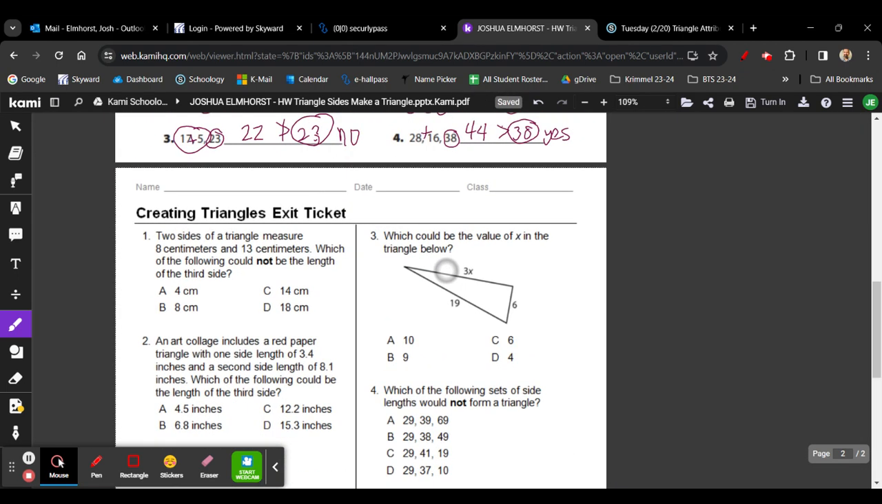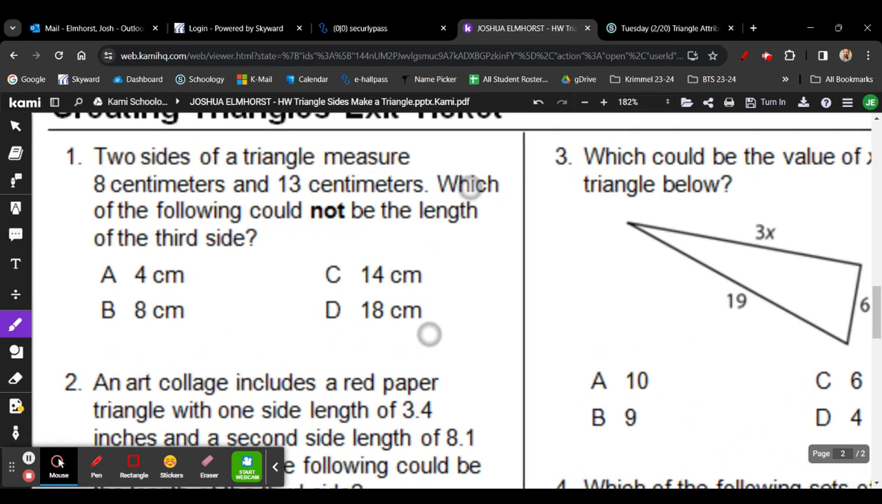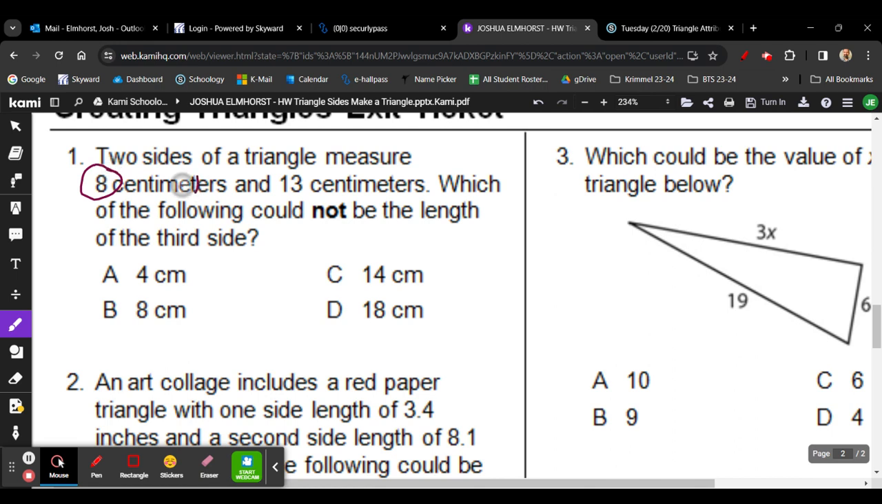So once we get to the problem solving, the application of this, let's use that strategy and first look at two side lengths and treat them as if they are the shorter side lengths. So if we add them together, 8 plus 13, that's going to give us 21. So now we do the comparison. Is 21 greater than 18? Yes, so that's good. Is 21 greater than 14? Yes.